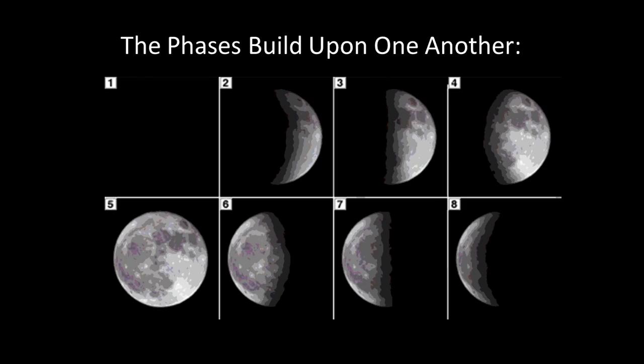These phases build upon one another. You can see here, this is new moon. It's dark. Some people might think the moon's not in the sky at this point, but it is. We just are not able to see it because it does not light itself. We need to be able to see the light that the sun is shining on it. You can see that it continues to grow until we are able to see the full lighted side of the moon, and then it will decrease again until we finally get back to the new moon.